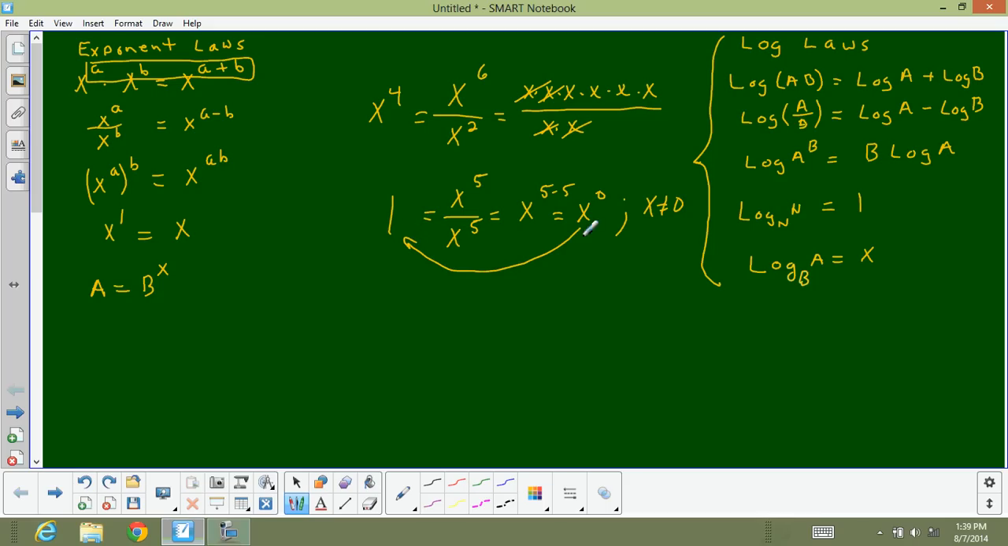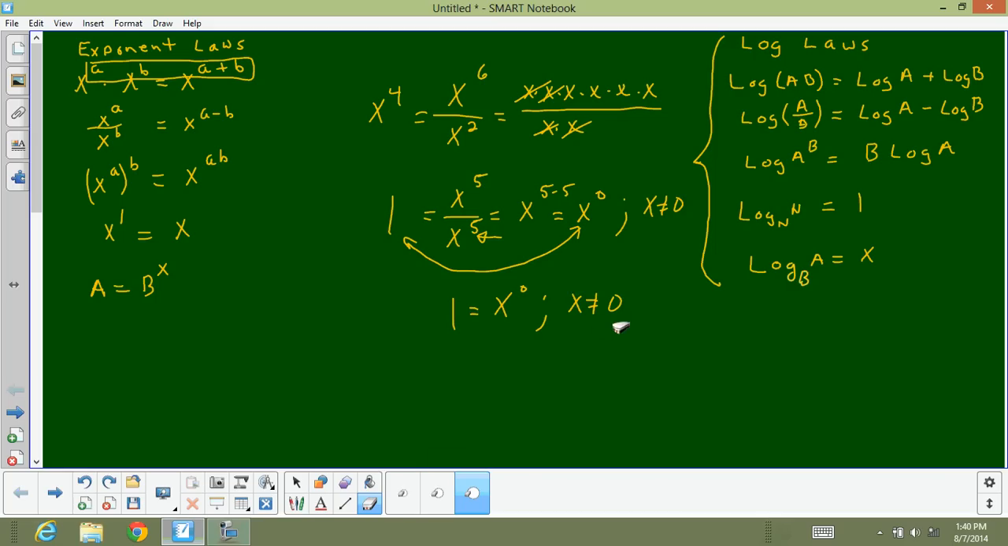Now, by transitivity, what do we know? We know that x to the 0 power is 1, provided x does not equal 0, because you can see in here if you allowed x to be 0, then you'd be allowing a division by 0, and we don't want to do that. All right. So that's where that log law is coming from.